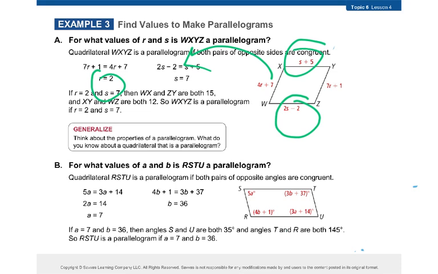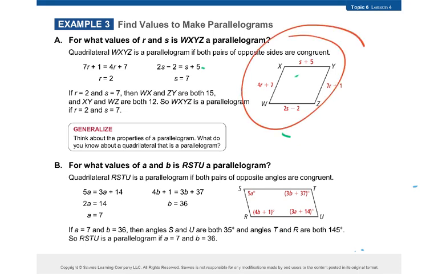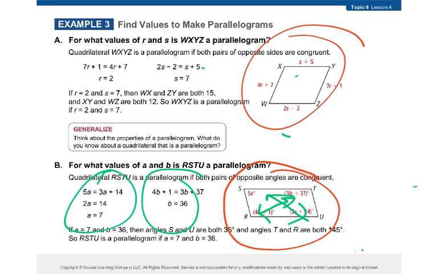For letter B, the same application. So letter A is all about the opposite sides, while letter B is all about interior angles. One of the properties of a parallelogram again applies, which is that the opposite angles should be congruent, and the other pair is congruent as well. The same process: you have to equate and then solve for a and solve for b.